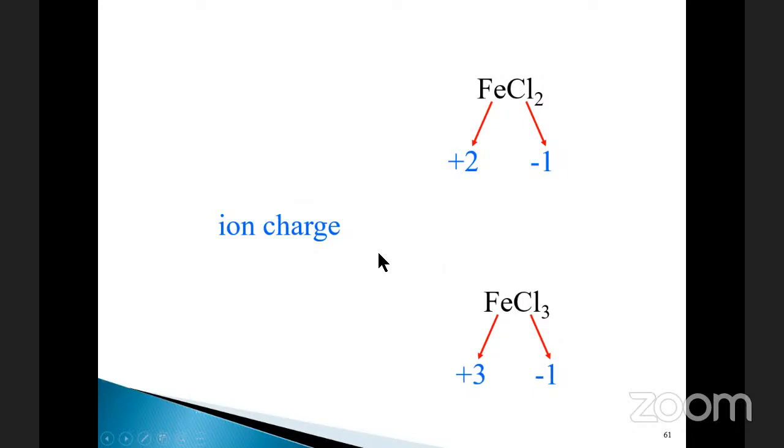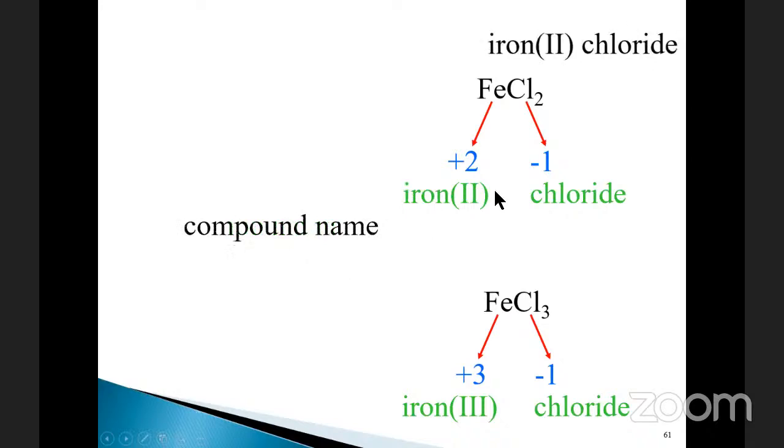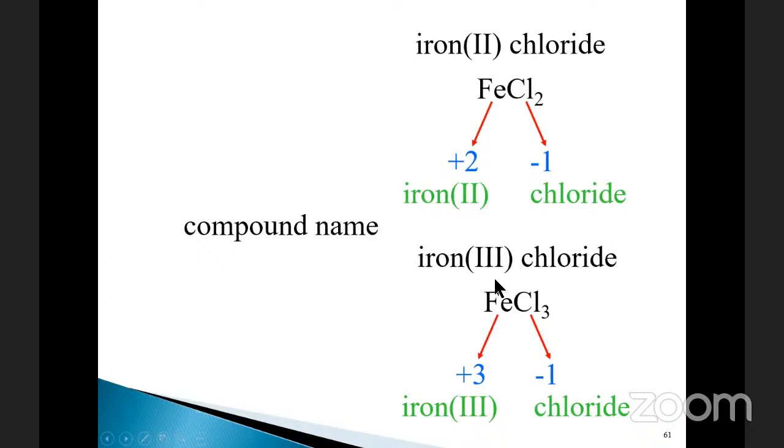So when it comes to naming these compounds or these ions, the name of the iron ion here would be iron 2, and the name of the ion here would be iron 3. The chloride name would still be applied to each of these. So when we put the names together for each compound, the name of the first one will be iron 2 chloride, and the name of the second one will be iron 3 chloride. That's basically how you would determine the name based on the formulas for these compounds.